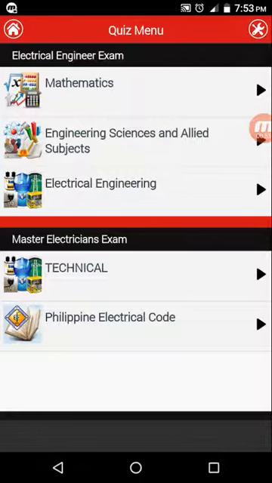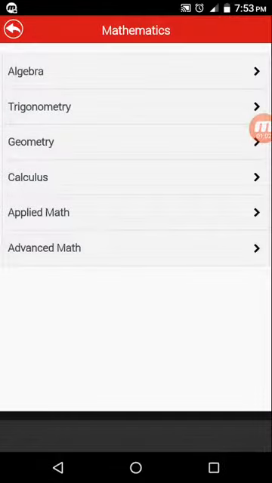So now we are going to take a quiz in mathematics. In mathematics there are six subjects or branches of mathematics: algebra, trigonometry, geometry, calculus, applied math, and advanced math. So let's get started. Your first topic is algebra.